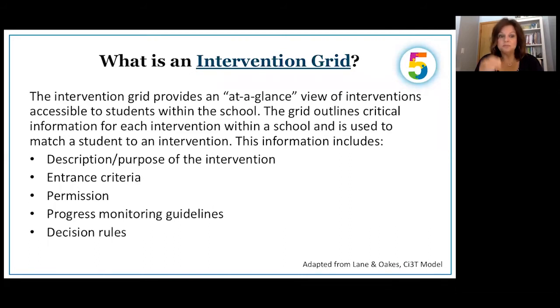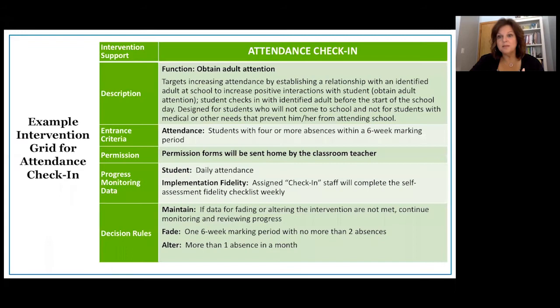So all of our partner districts and schools in Michigan develop this intervention grid as part of their work with us. And this is just a quick look of what one could look like. You're going to be downloading some example intervention grids shortly. So don't worry if you can't read the details of this.